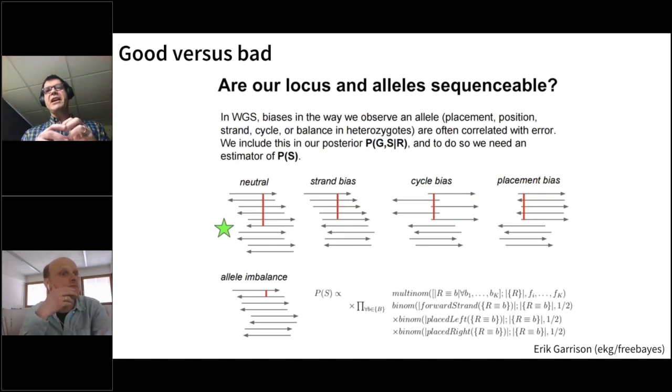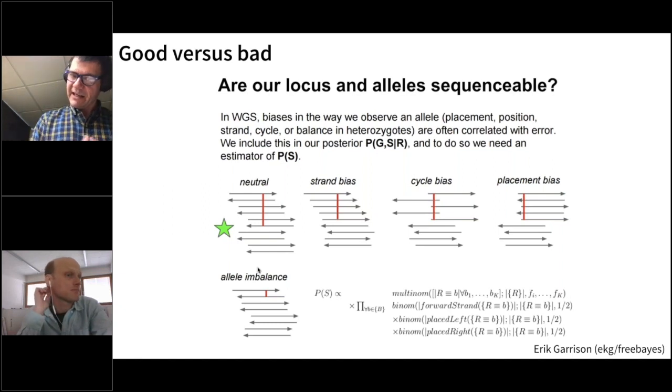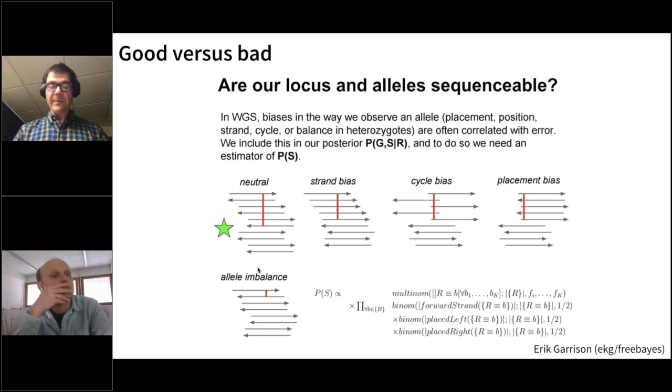Of course, when you're evaluating whether your site is really a good variant, you have to consider a lot of things. You have to consider various kinds of biases, such as strand bias, cycle bias, placement bias, allele imbalance, things like that. Again, if this is stranded RNA-seq data, then strand bias is not really going to help you because all your calls will be strand biased. But it's not the case for the data we've seen so far.